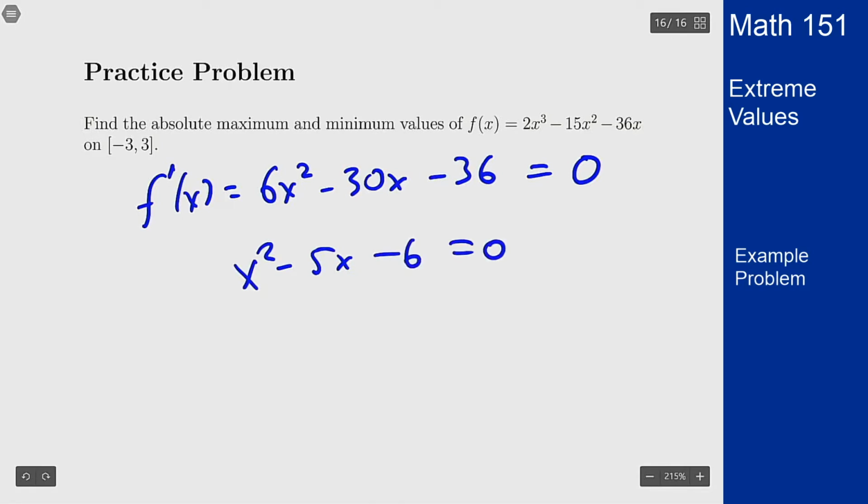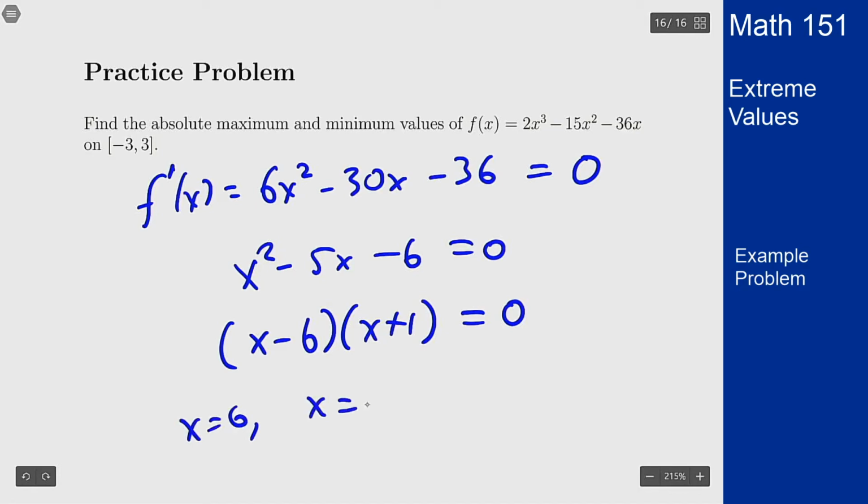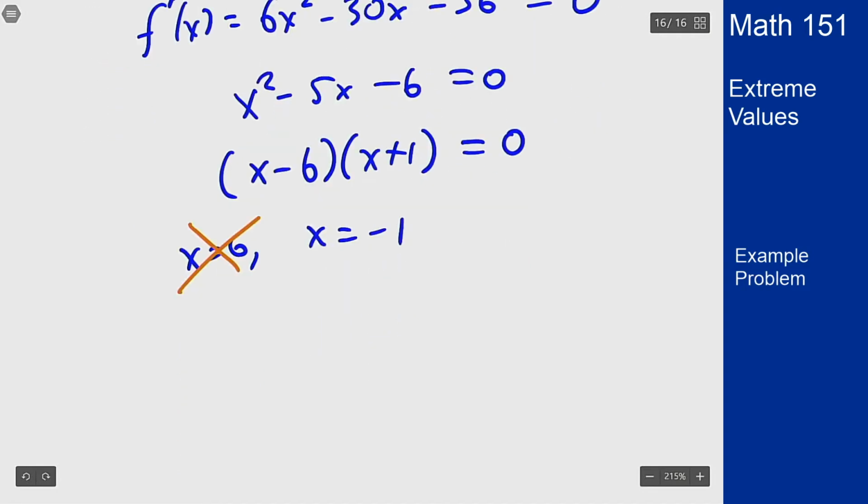And since this factors as x minus 6, x plus 1, I know my values here are x equals 6 or x equals minus 1. I was going to care about the interval from minus 3 to 3. I can ignore the 6 because that's outside of my range, so I don't have to care about it. So I can now build my table of x values and f of x values.